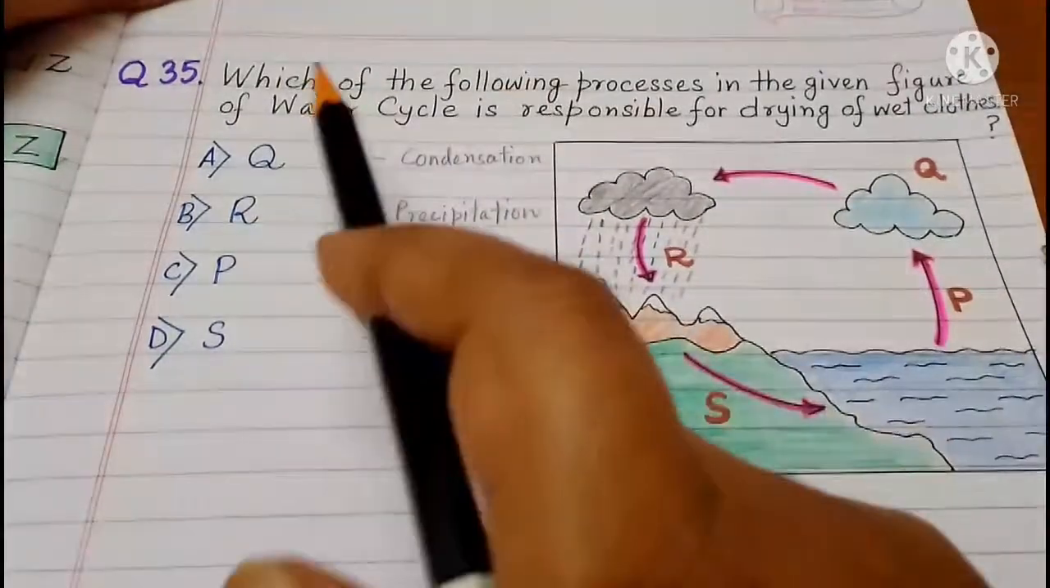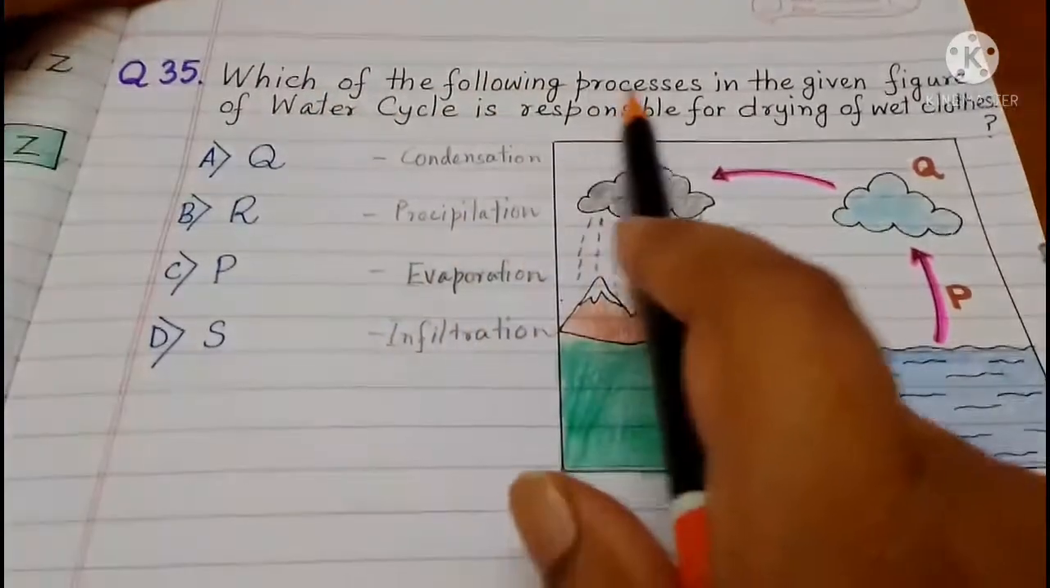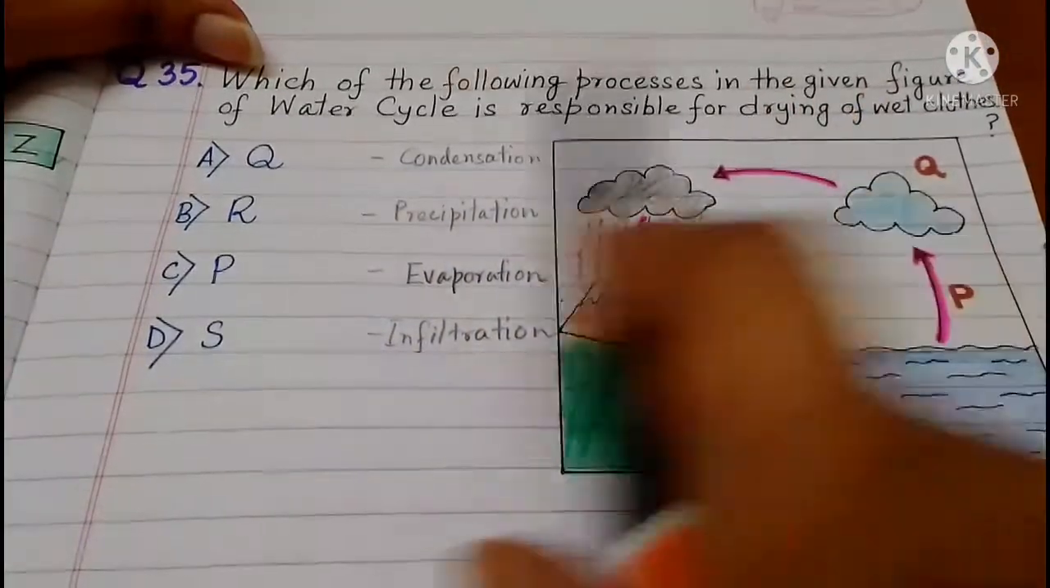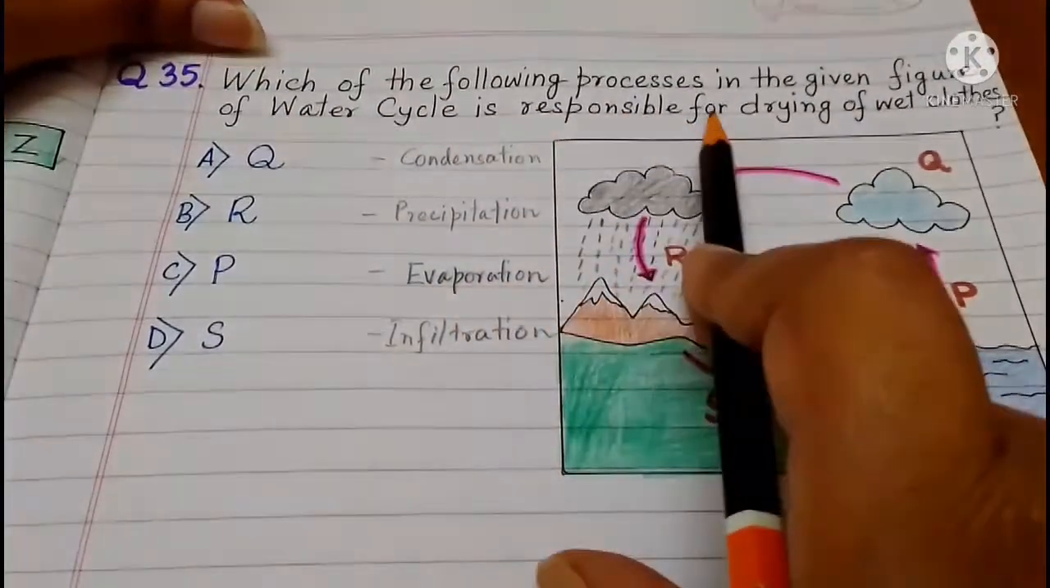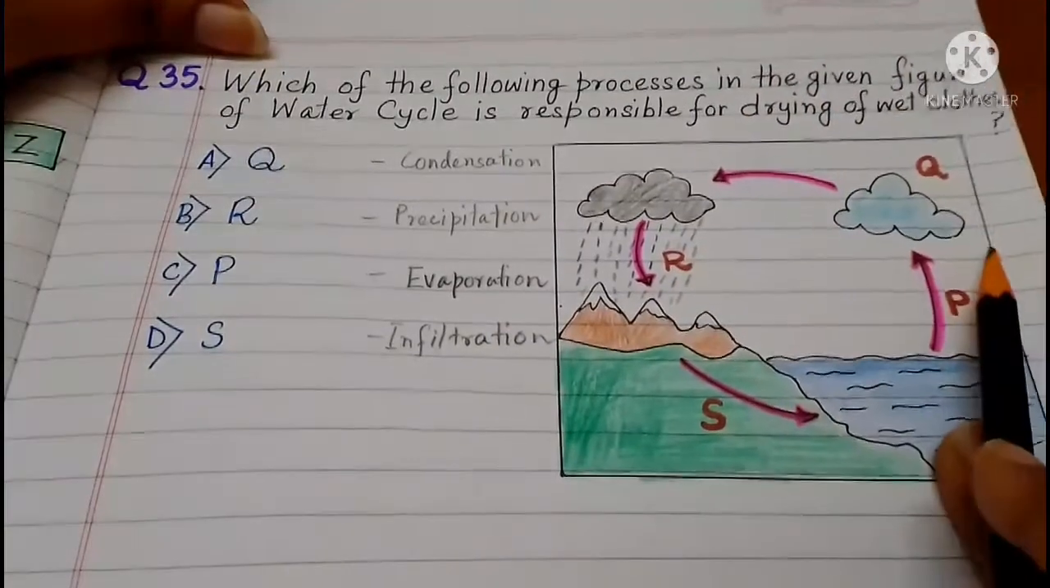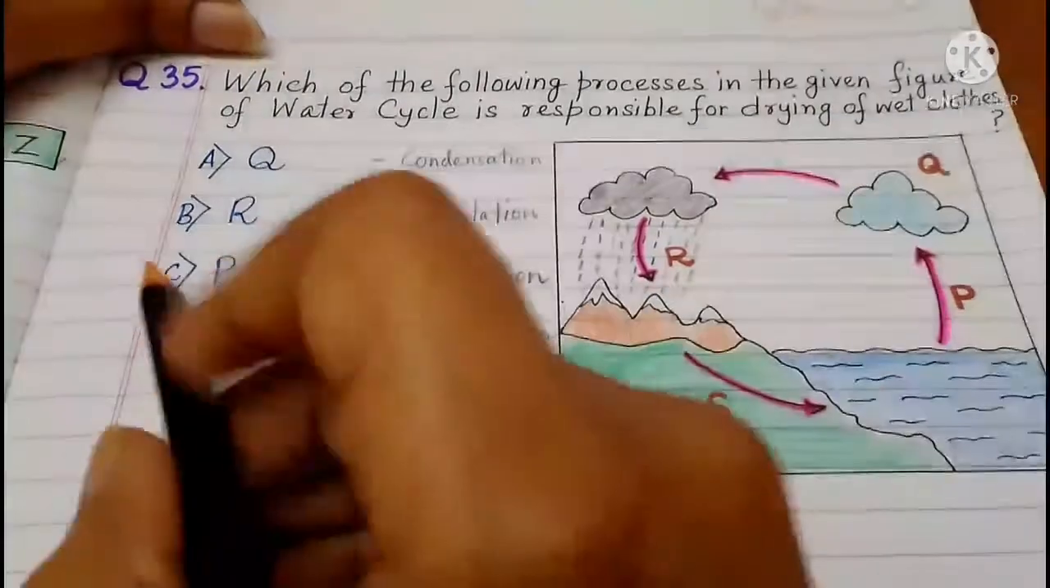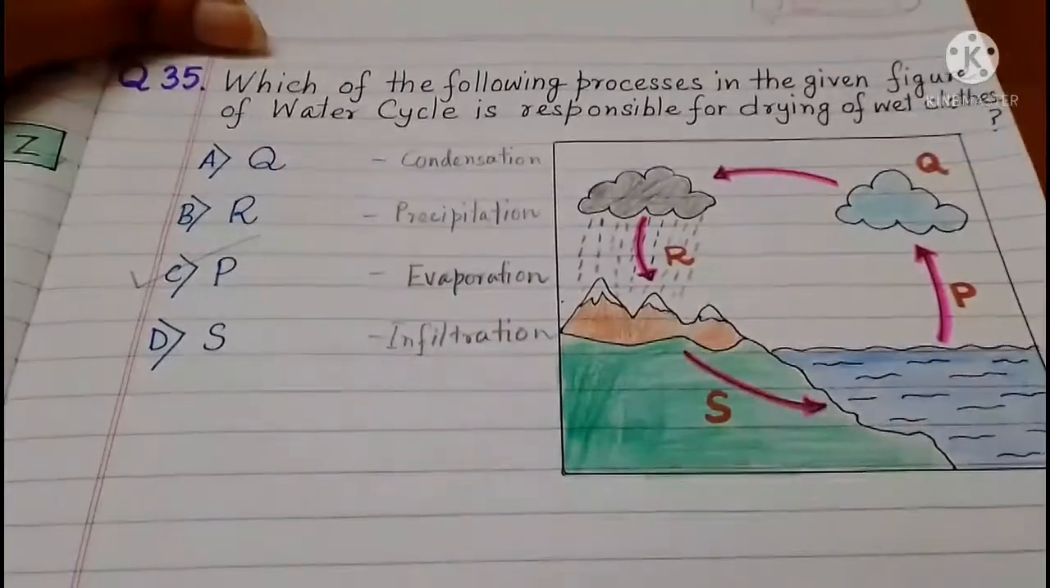So again, let's return to the question. Which of the following processes in the given figure of water cycle is responsible for drying of wet clothes? So it should be P. Okay, we would go with option P.